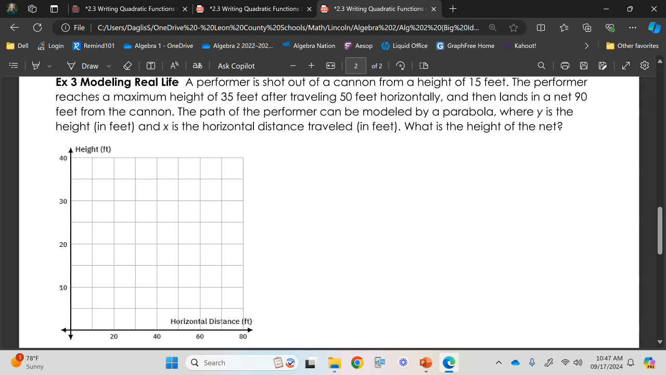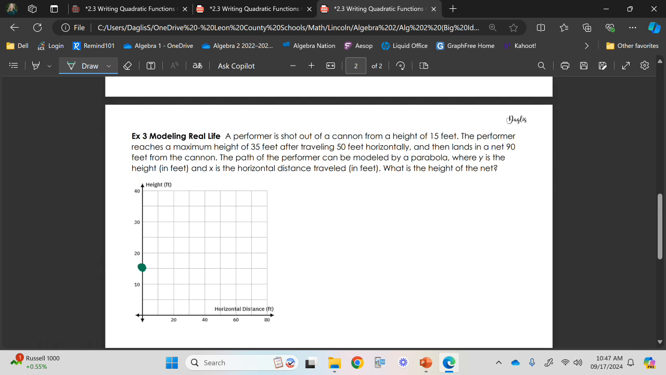Okay? So 90 is not an x-intercept. That wouldn't make sense, because that's going to be the ground. We're not going to land on the ground. That would hurt. So the net's going to be our safety net. It wants to know how high off the ground the net is going to be. Ready? All right. Let's label some stuff. We start 15 feet. So that's giving me a y-intercept. A y-intercept of 0, 15.